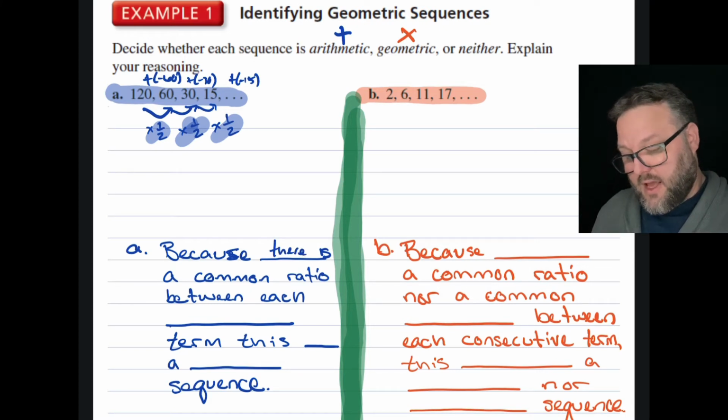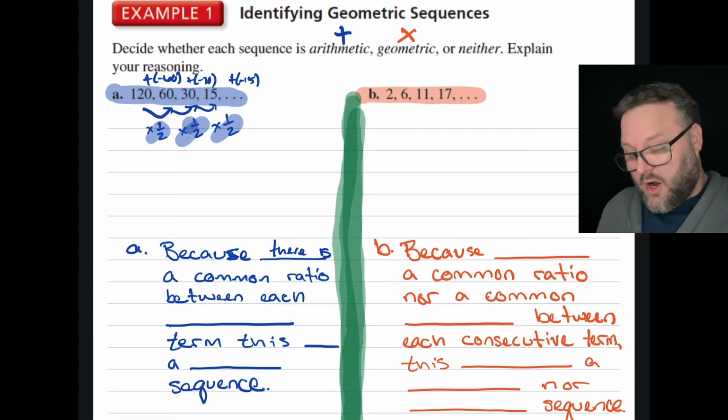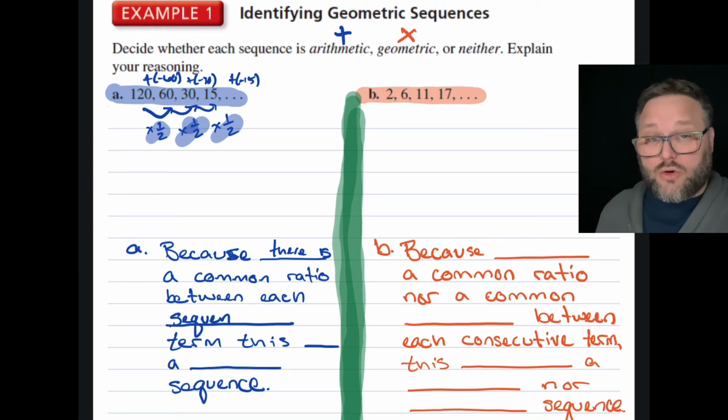is a common ratio between each sequential term. In other words, I went in the same order it showed.